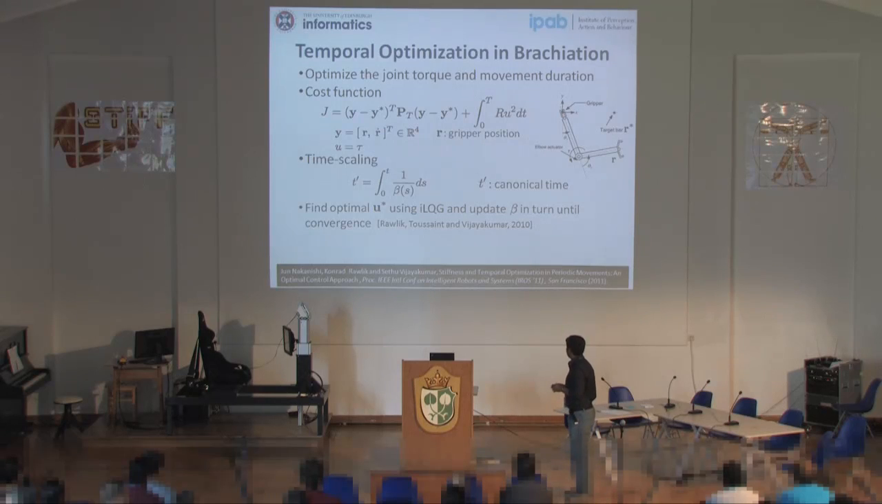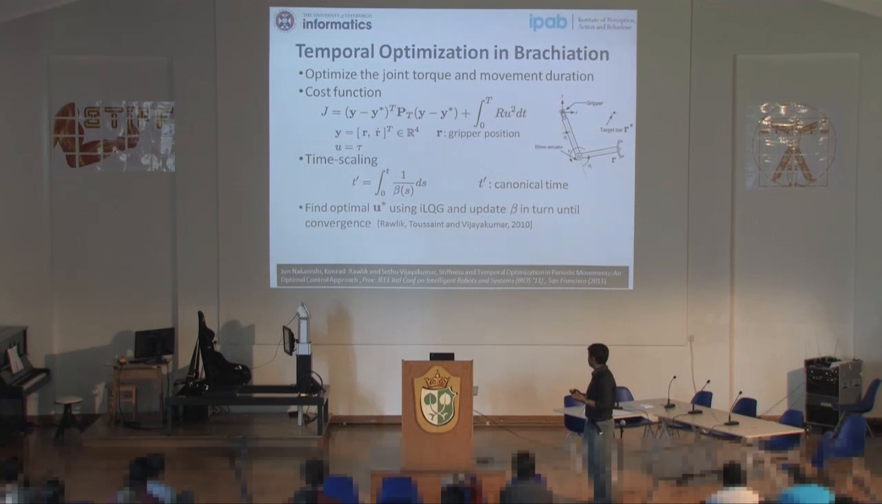Okay, so we've now taken this framework and applied it to a problem of temporal optimization in brachiation. By the way, this work is purely in simulation, but it highlights the key aspects of the importance of this formulation. Again, you can formulate some cost function, some final costs, some running costs, and this is a gripper. This is a two-link gripper with a single actuator, so it's an under-actuated brachiation robot, so to say. And again, we optimize not only for the commands, but also the time, the duration of a single swing.